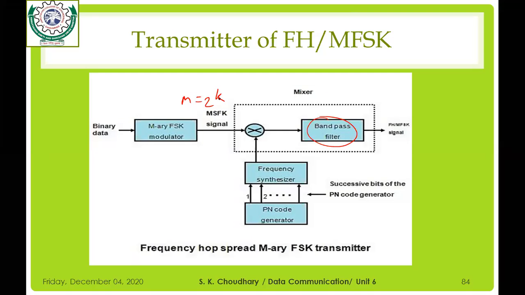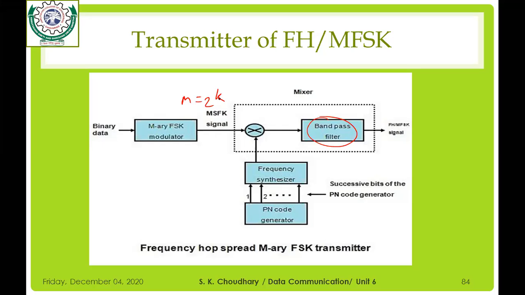It is coming out from the synthesizer, and the synthesizer output at a given instant of time is nothing but a frequency slot or frequency hop. And what is the input of the frequency synthesizer? It is the output of the PN code generator. The successive bits of the PN code generator are given to the frequency synthesizer, and the output of the frequency synthesizer is then given to the mixer.